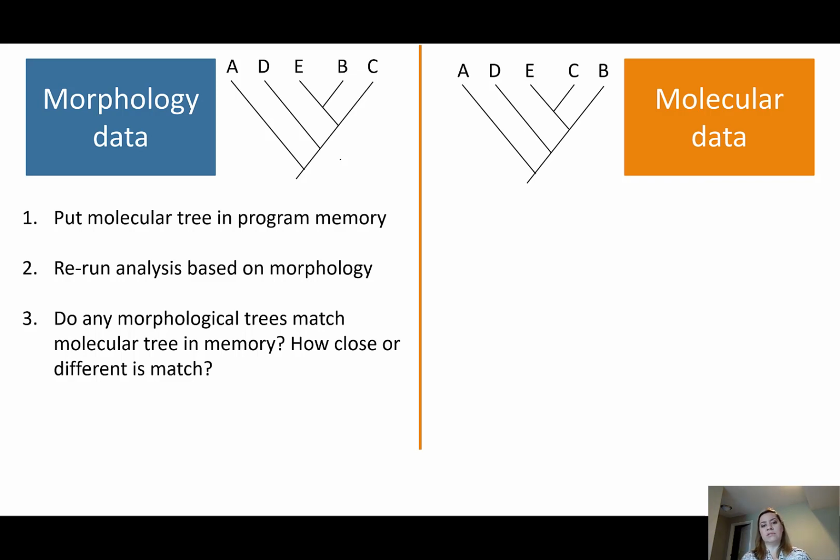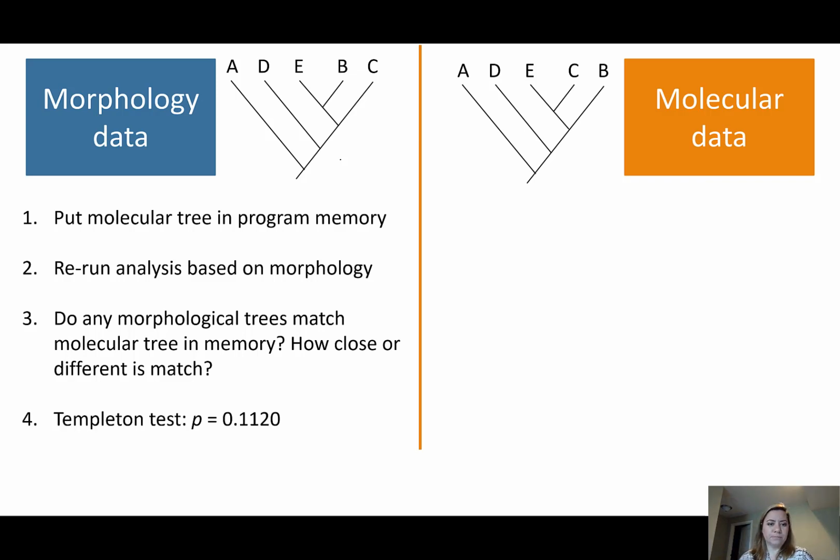And what the Templeton test is doing here is it tries to look at each character one by one and see how often those characters differ in terms of the number of evolutionary events. So let's say that you've got character 1 that evolved once in the morphological data set, but twice in the molecular data set. You set those up in a table, and it uses those numbers to decide how close or different the match is between the morphological trees that you just found and the molecular tree that is in memory.